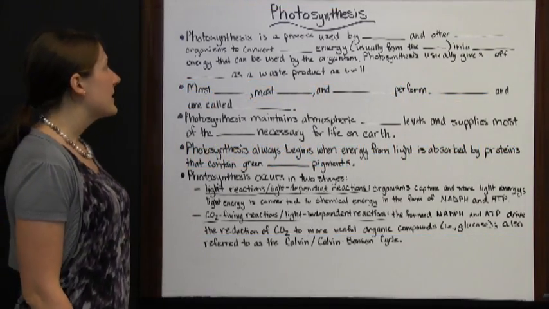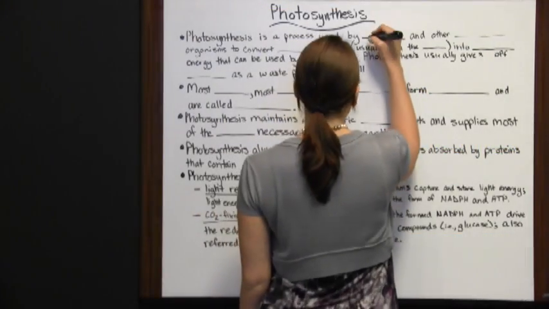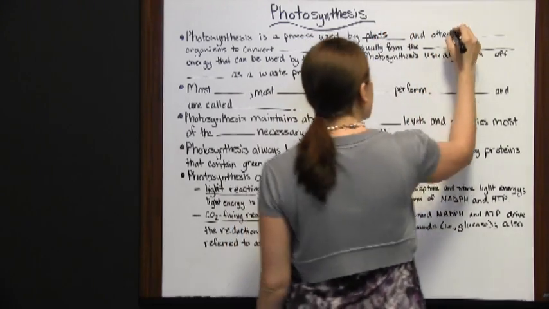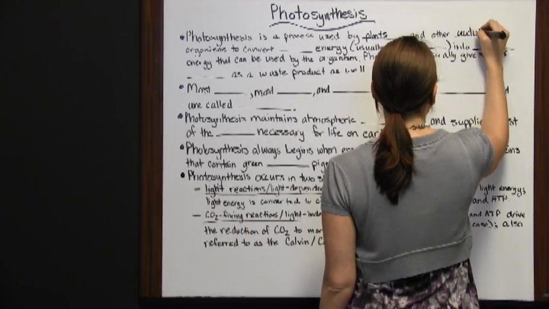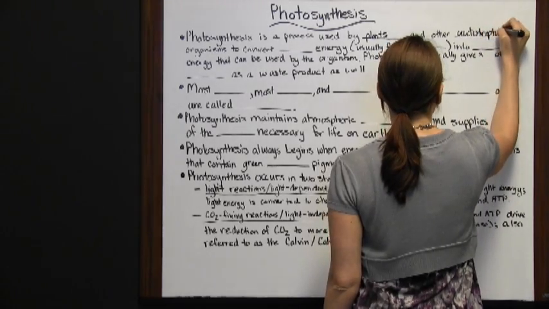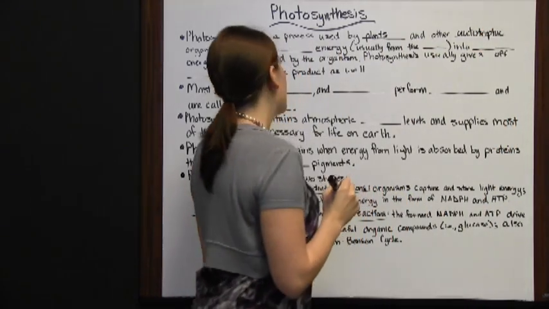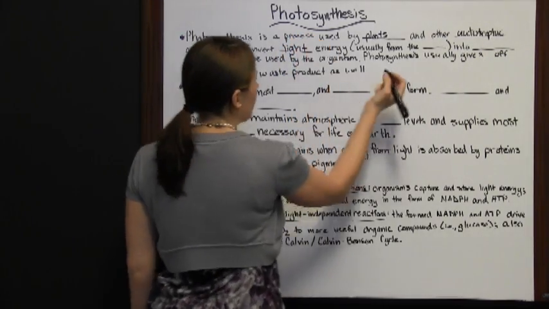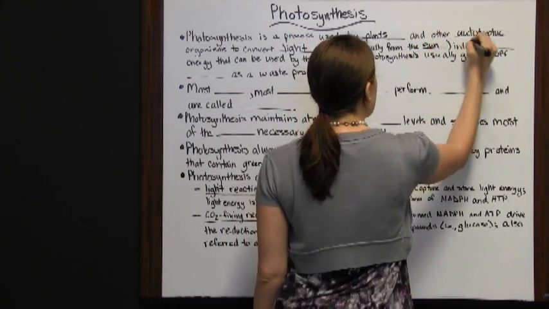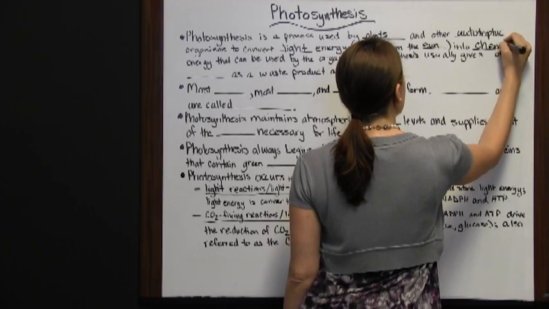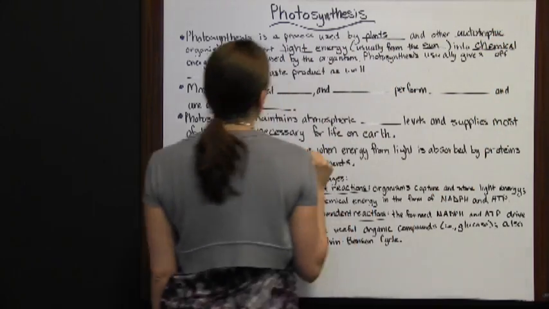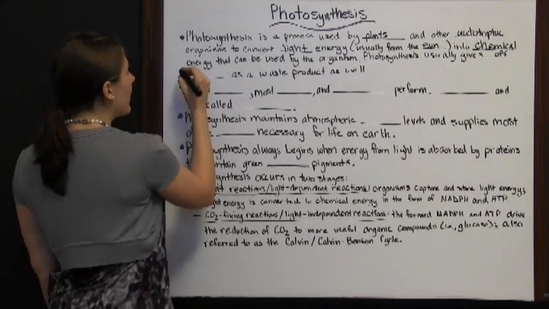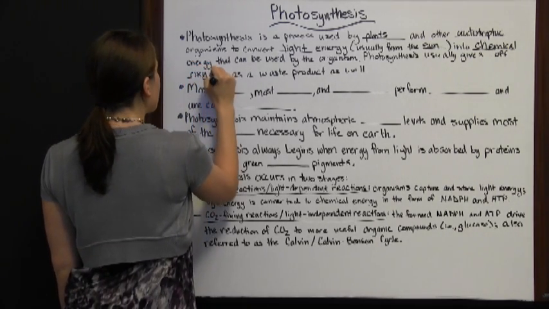Photosynthesis. Photosynthesis is a process used by plants and other autotrophic organisms to convert light energy, usually from the sun, into chemical energy that can be used by the organism. Photosynthesis usually gives off oxygen as a waste product as well.